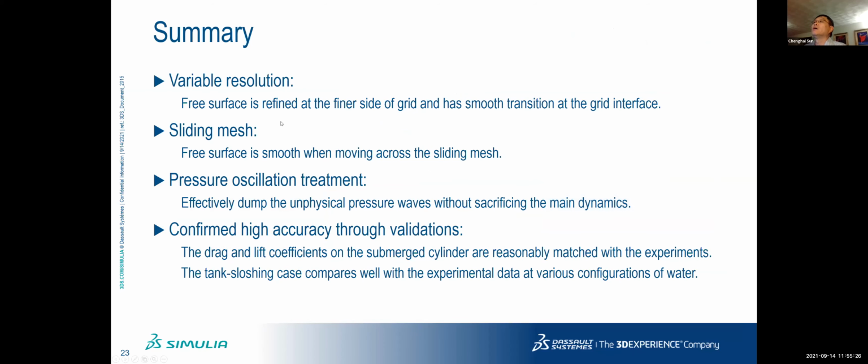So the conclusion: we have a smooth transition of the free surface across the VR interface, and we have a smooth transition of the interface across the sliding mesh. The pressure oscillation treatment can reduce the pressure oscillation, and we have relatively good agreement with the experiment for the submerged cylinder and also for the tank sloshing case. Thank you for your attention.